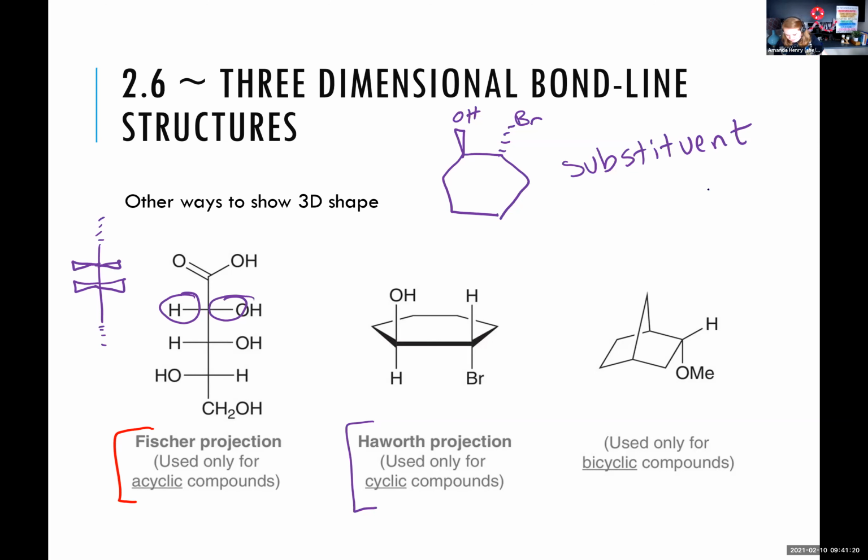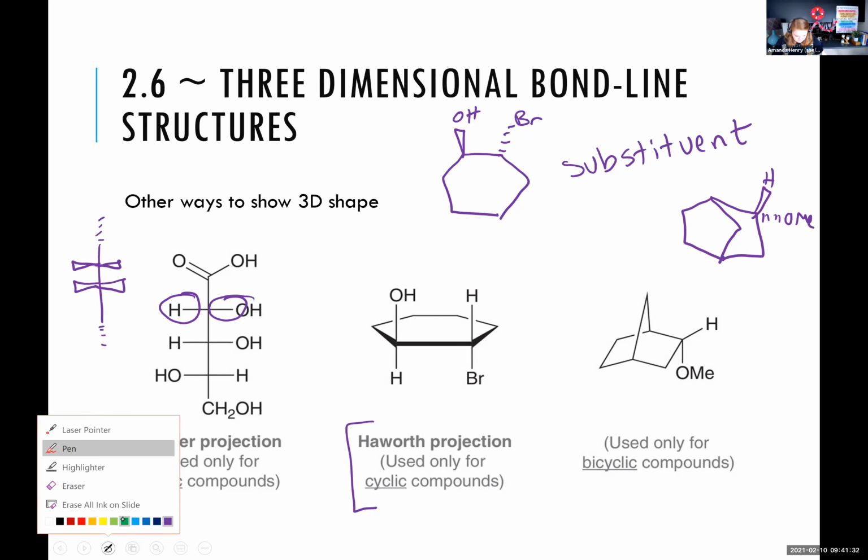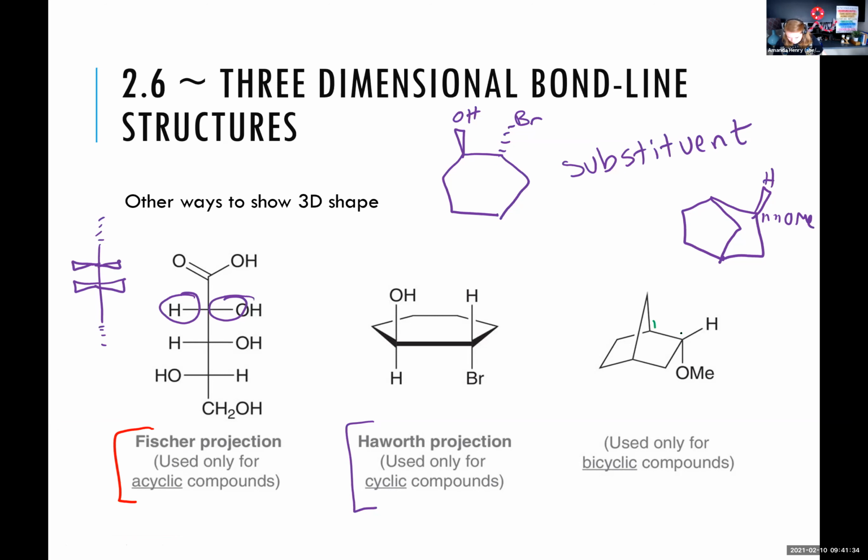So this bicyclic could also be drawn like this. Let me do a little numbering here. And then 7 would be that carbon in the middle. So carbon number 7 is connecting 1 and 4.